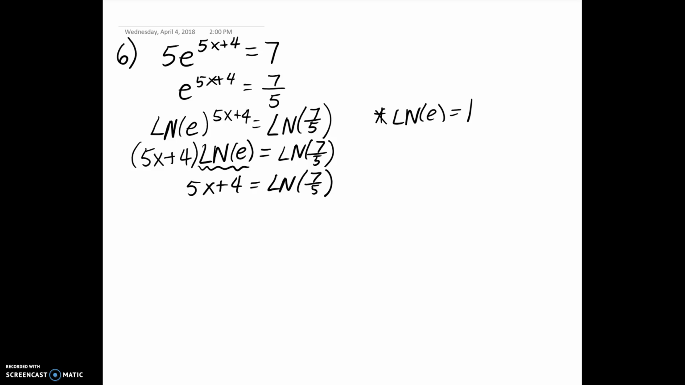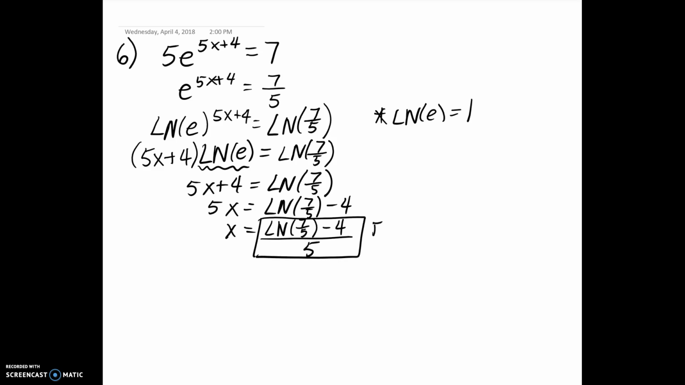Subtract 4, divide by 5. I'm just going to show a couple steps for this, but not the actual work out for that. And with this, I'm okay with having what appears to be a fraction of a fraction, but the 7 over 5 is part of the natural log, so you would keep that together anyway. So this would be your exact answer.